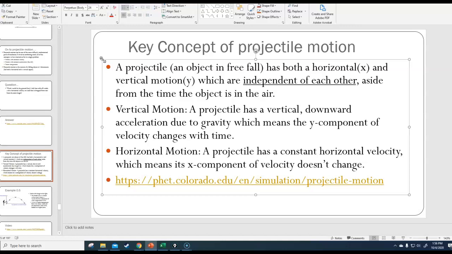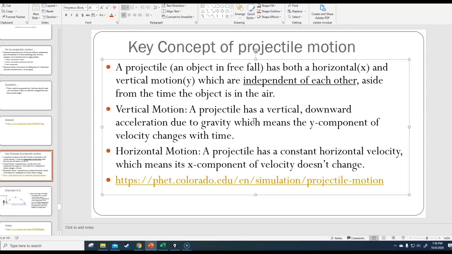Now, to be more specific about the type of each motion, in both situations, the vertical motion, because you're talking about a freefall problem, you have a constant downward acceleration due to gravity. Now, what that means is, for any projectile, you basically have a situation where the vertical velocity is changing. Okay, and the horizontal velocity is not going to change.